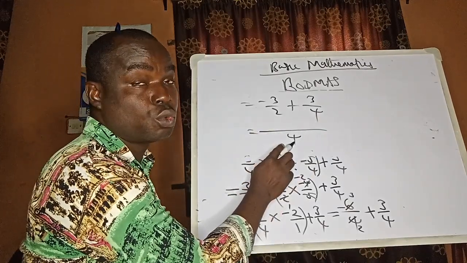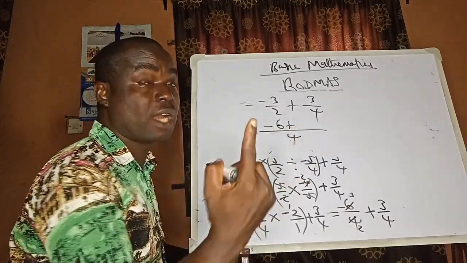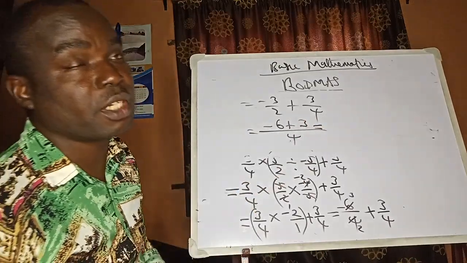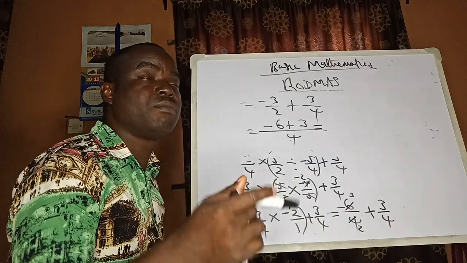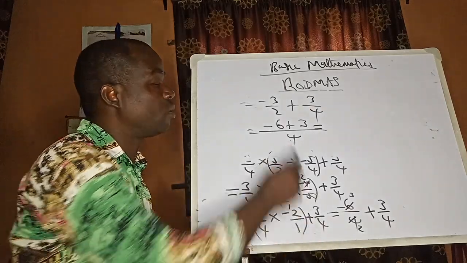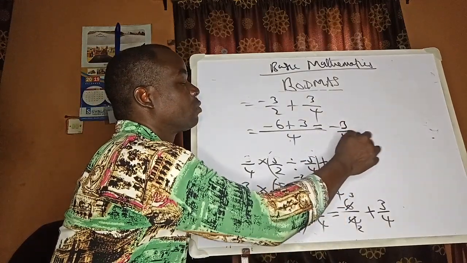2 in 4 is 2. 2 times minus 3 is minus 6. 4 in 4 is 1. 1 times 3 is 3. Now, what is minus 6 plus 3? Anyway, in our video on directed numbers, we explain this one. Meanwhile, minus 6 plus 3 is minus 3. So the answer is minus 3 over 4.